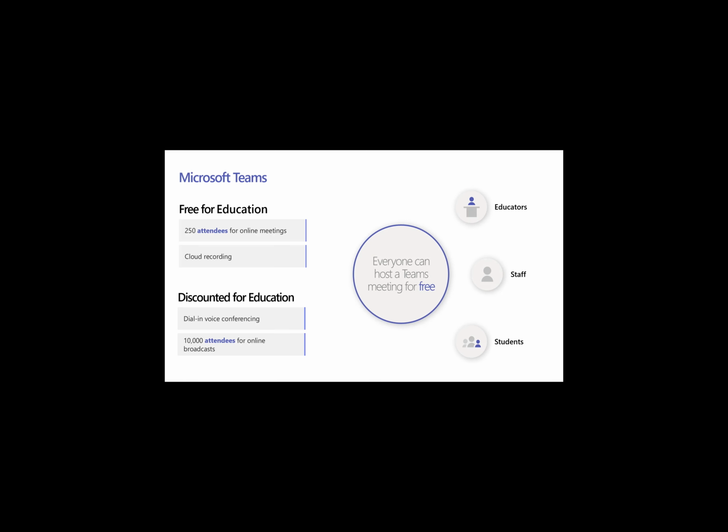So what this means is every single educator, staff, and student is entitled to be able to host their own online meeting. So whether that's you inviting your students to attend your class or your lecture, or also empowering students to host virtual study groups and online meetups. Everyone, as part of Office 365 A1 licenses, is entitled to Teams, which includes the 250 attendees for online meetings.